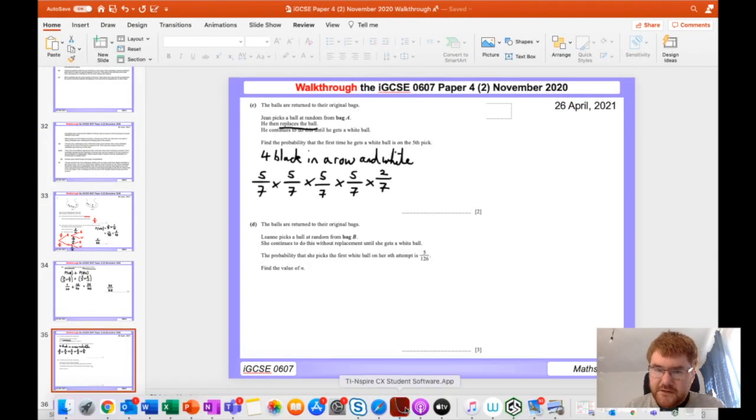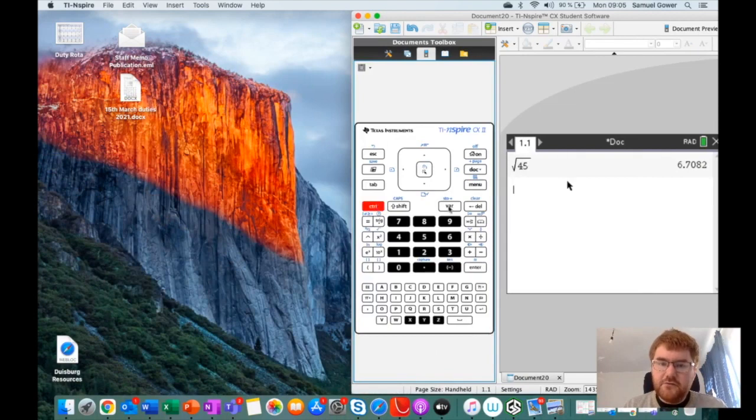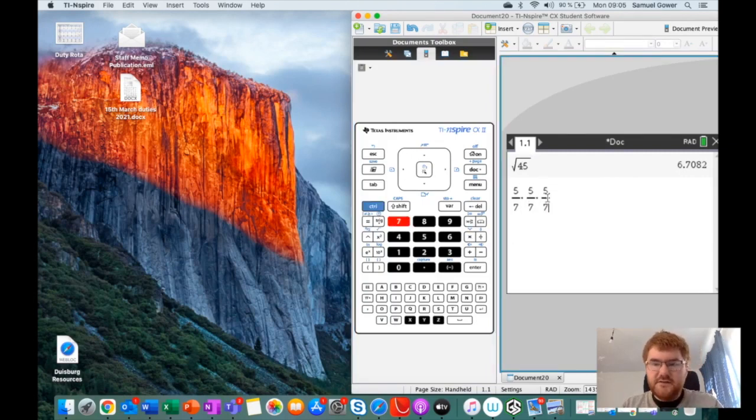Okay, so let me get my GDC out. So control, divide for the fraction, 5 over 7 times, this is going to take patience, so control, 5 over 7. And the key thing here is just not to make a mistake. 5 over 7. We've now got to our 4th try.